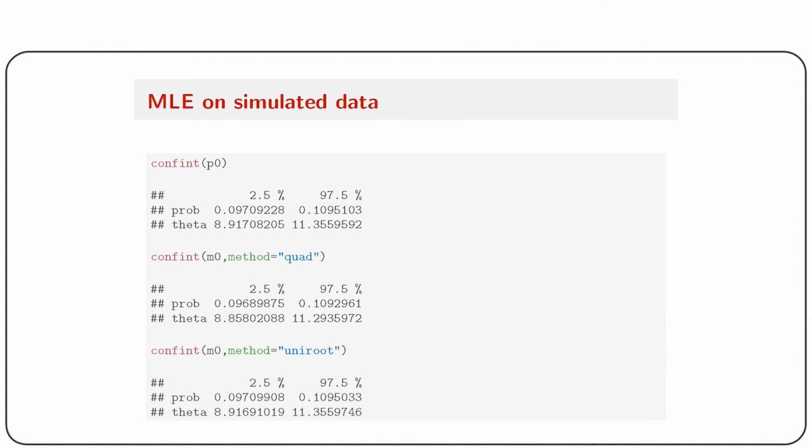Say you have m0 as a profile likelihood, then you can get the 95% confidence interval with confint(m0). You can also change the method to quadratic approximation, which also gives you the 95% confidence interval, or use the method uniroot, confint(m0, method="uniroot"), which also gives you the 95% confidence interval by the method of uniroot. So these are the three different ways we have learned to get the confidence interval.